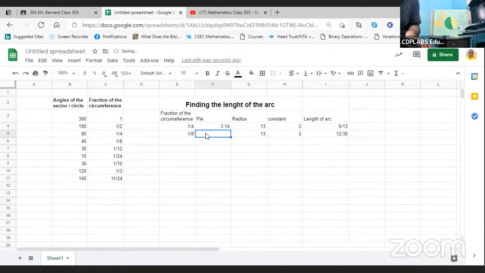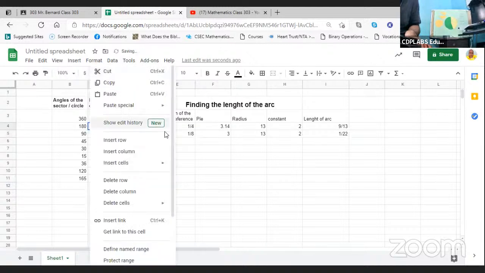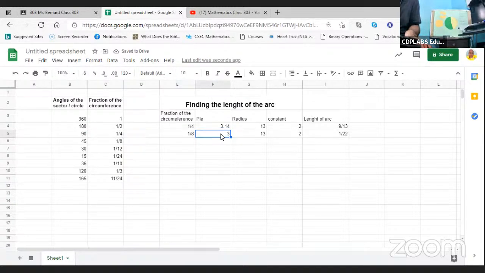Just 3.14. Something is not right with the Excel calculation here. We're not supposed to get 2. Not sure why we're getting 1/8. Why are we getting 1/8? All right, something is not right about this.